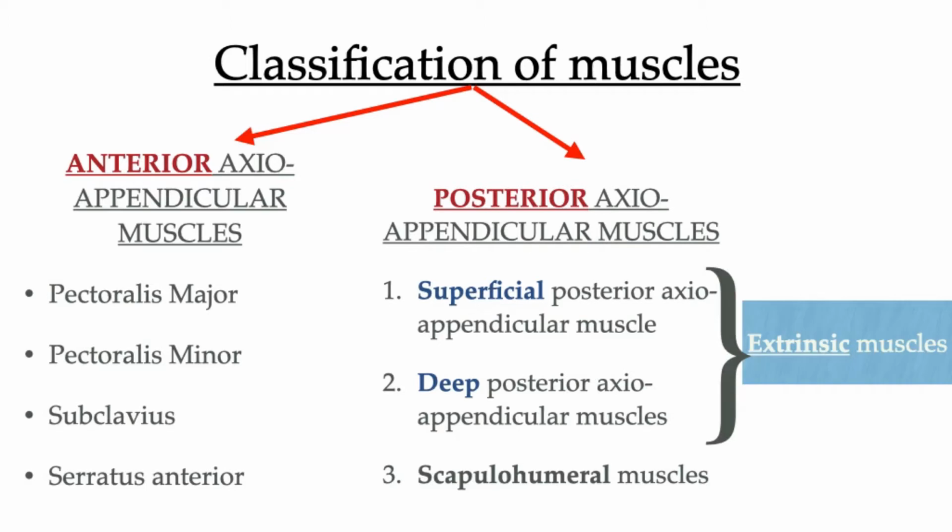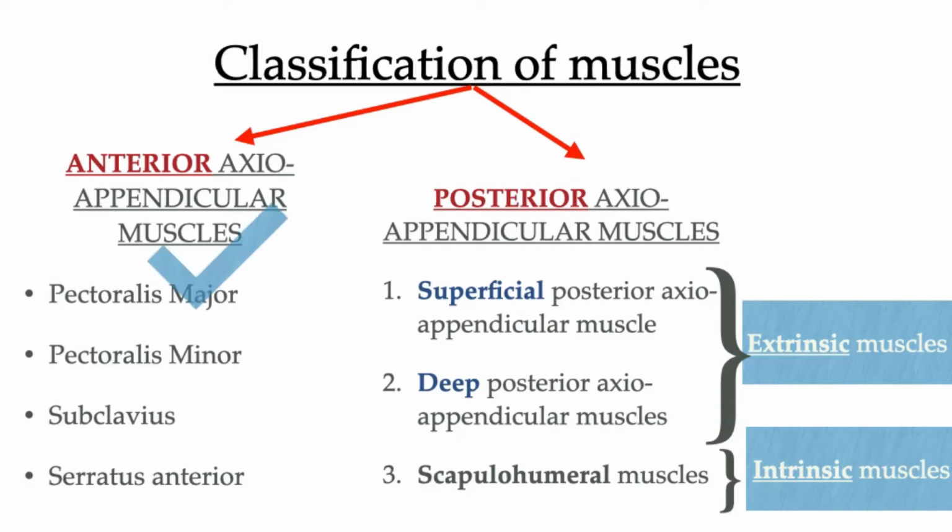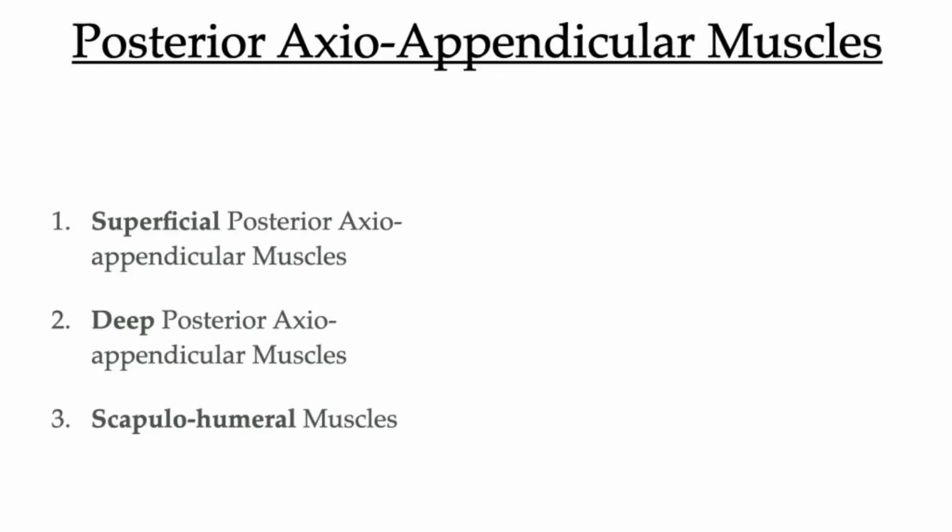These muscles are grouped into two groups: extrinsic muscles and intrinsic muscles. Extrinsic muscles are further arranged in two strata, superficial and deep, which are superficial posterior axio-appendicular muscles and deep posterior axio-appendicular muscles. The intrinsic muscles are also called as scapulohumeral muscles. So we are done with the anterior axio-appendicular muscles. Today we will talk about posterior axio-appendicular muscles. So let us see which are the muscles in these groups.